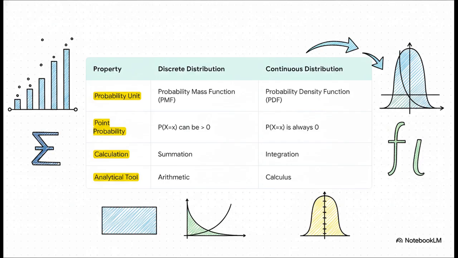For discrete data, we use what's called a probability mass function, or a PMF. But for continuous data, well, what's the probability of someone's height being exactly 175.000 centimeters? It's basically 0, right? There are infinite possibilities. So instead of adding up individual probabilities, we have to use calculus to find the probability over a range of values, using something called a probability density function, or PDF.